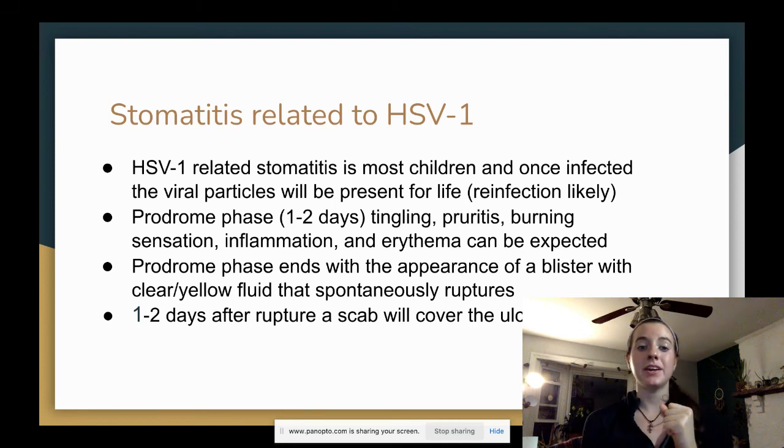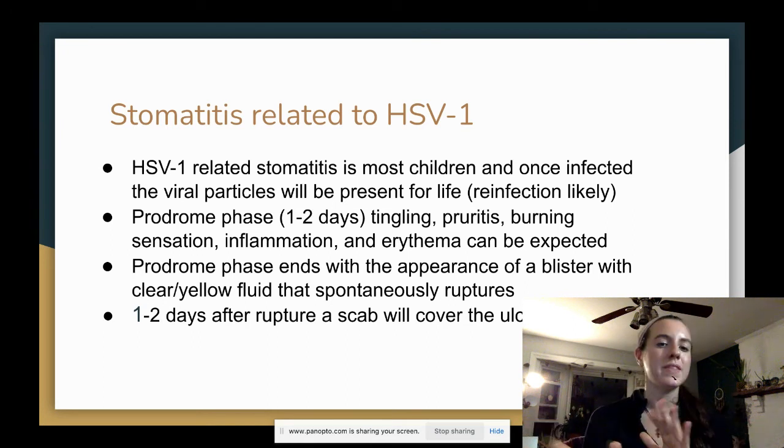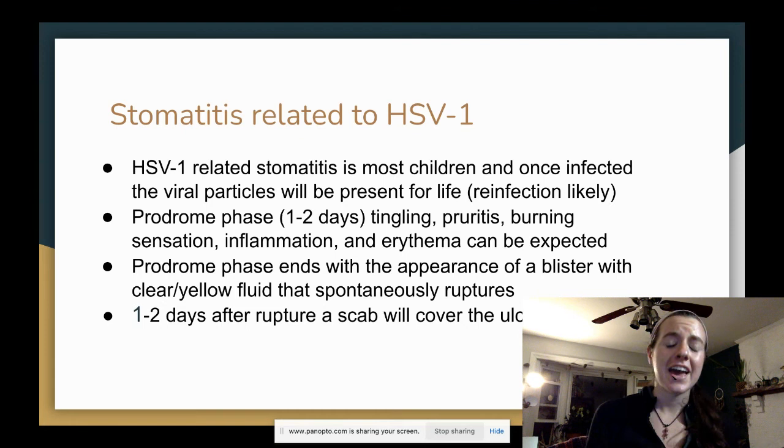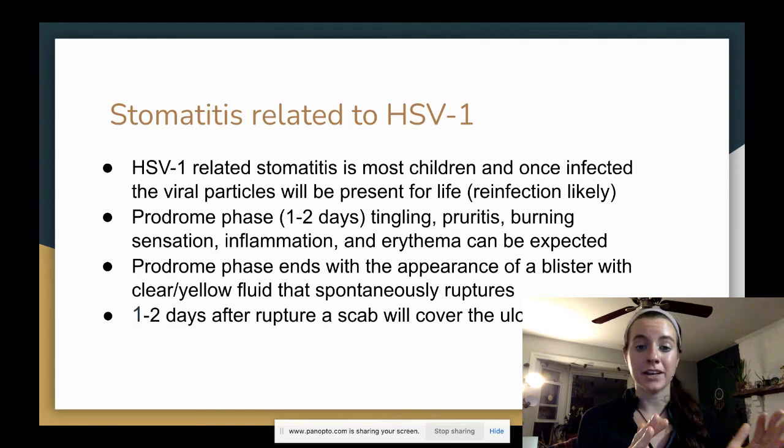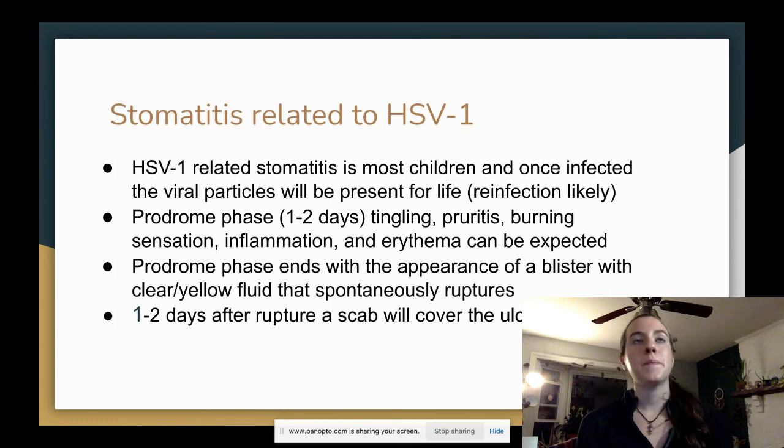This is very common in children because children are always touching their face, touching all of the things around them. They don't know about good hand hygiene, and that is how HSV-1 is passed from person to person, through physical contact. The viral particles will be present for life, so reinfection is likely.